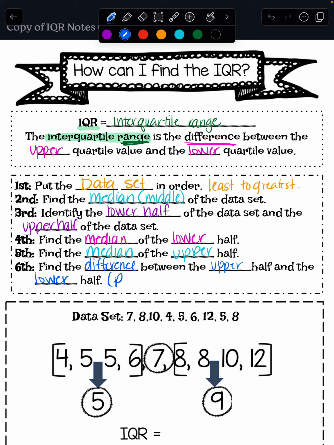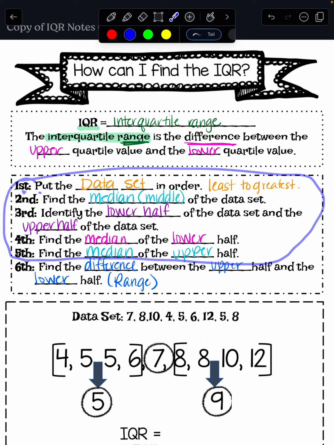This is the part that is the range. So that's the range part of it. So the interquartiles is all of this part. This is the interquartiles. And then the difference, the 6th step, this is where the range comes in. So step 1 through 5 is finding the quartiles. And then step 6 is finding the range.